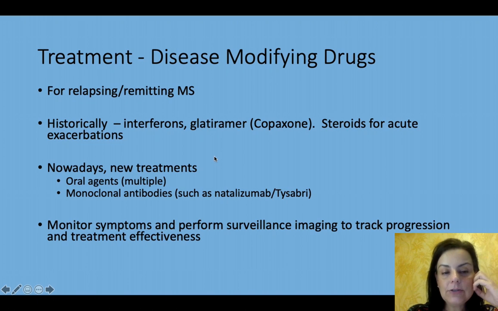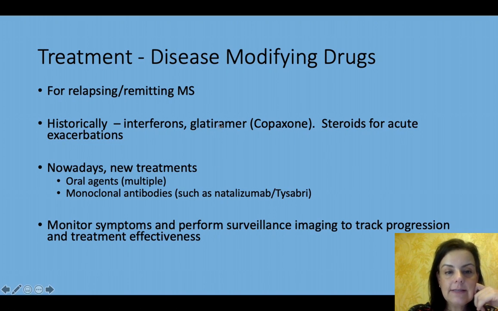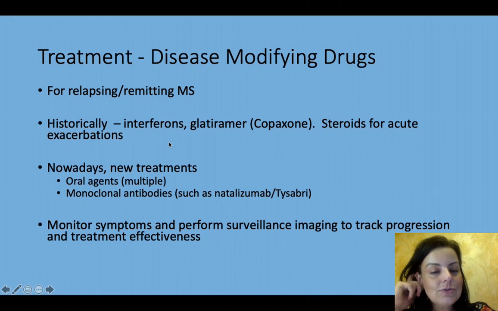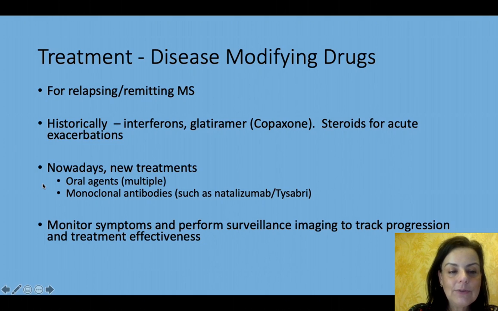But over the past 10 years or so, there have been a lot of new medications. These drugs, interferons and glatiramer, are still around and we still use them. But they are kind of a pain because you have to inject them and there are all kinds of issues with them. So some patients just hated them. And so it's been great that over the past 10 years there are now multiple oral agents, and then there are infusions that patients can go in and get periodically, like Tysabri, natalizumab.